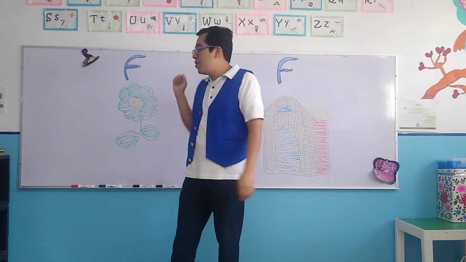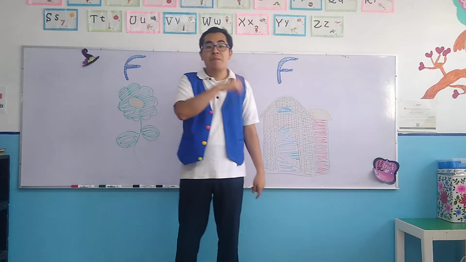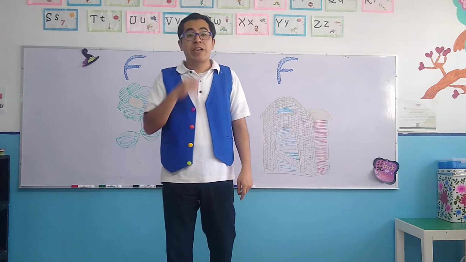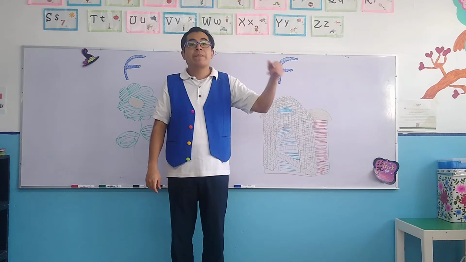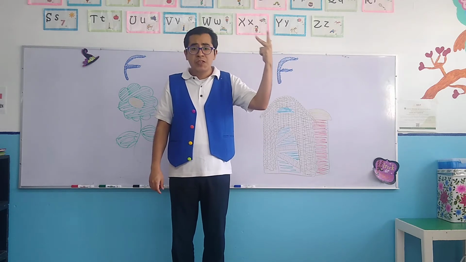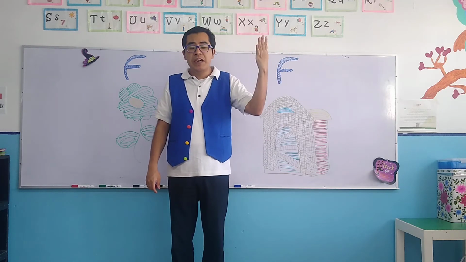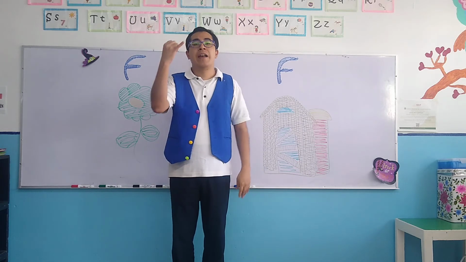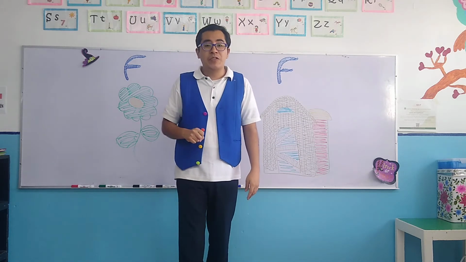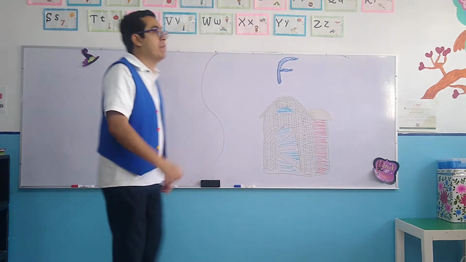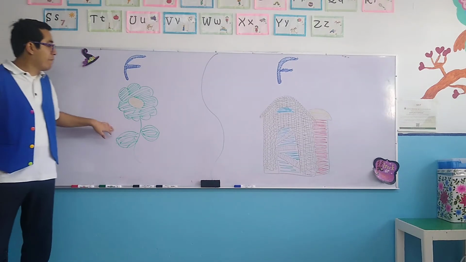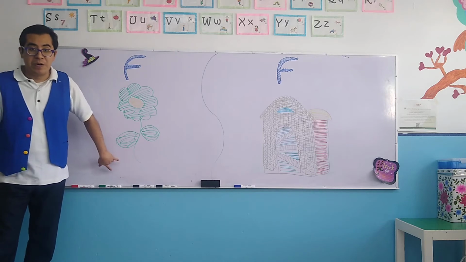Now before we continue with the new objects, let's review all of the letters that we have seen so far. Starting with the letter A, B, C, D, E, and F. So the letter of today, small f. And the objects of the letter F are two. We have the flower, okay?